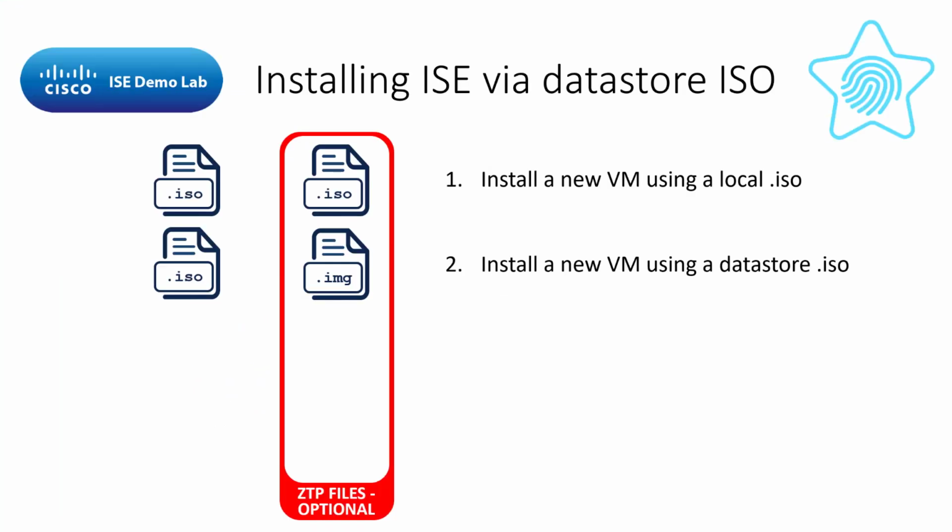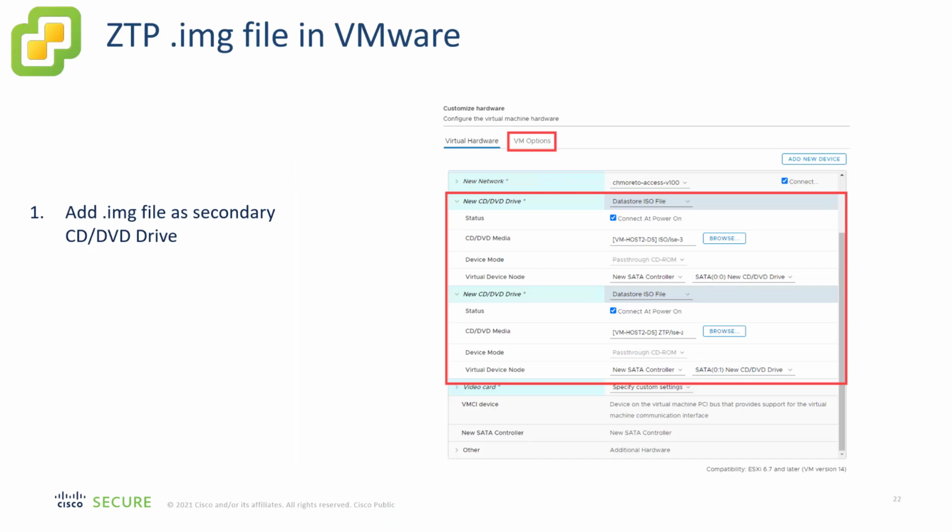For this next process, we will be uploading both the ISO file and the configuration.img file to the local data store in vCenter. This is a more efficient way to install multiple VMs from the same source, as the VMs can just point to the file that is shared.